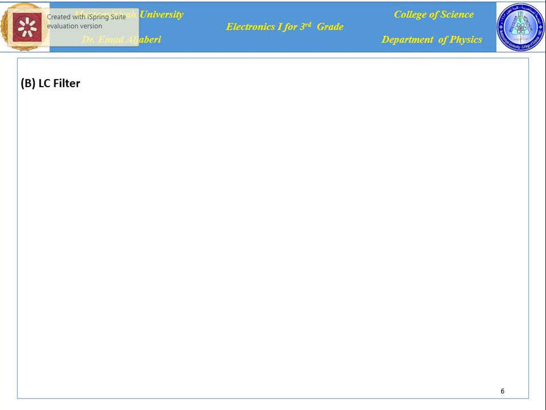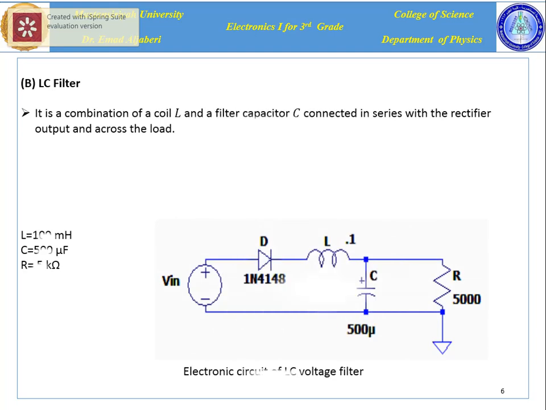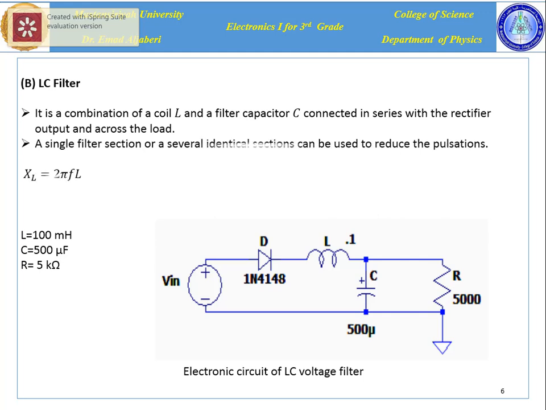The second type of voltage filter is called the LC filter. As shown in this figure, it is a series circuit of a coil and a capacitor connected to the output of the rectifier. The important thing here is that one can use a number of identical sections until getting a smoother waveform. The inductive reactance can be calculated using this equation: X sub L is equal to 2 pi f L. In this circuit we use an inductance of 100 millihenry, a capacitance of 500 microfarad and a load of 5 kilo ohm.